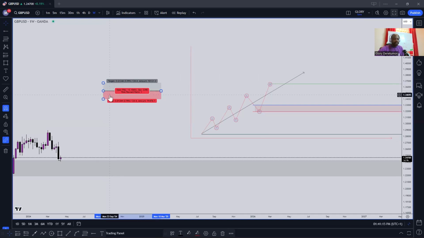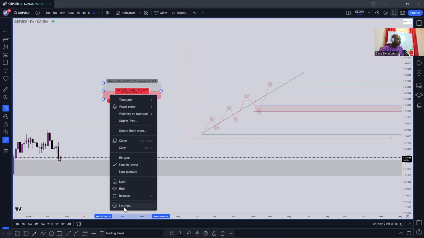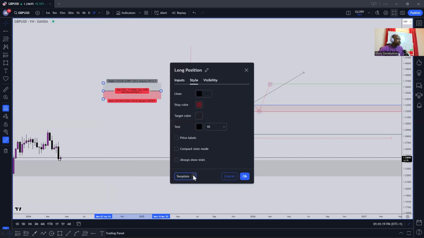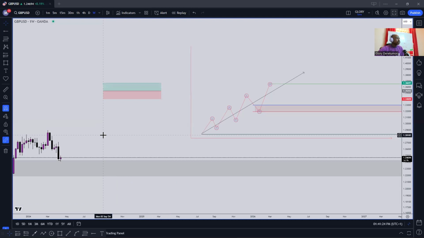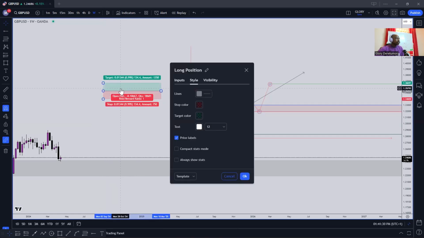But on default, I believe this should come like this. So apply default. This is how you're going to see this on default, right? The middle line here is your entry line. This here is your stop loss line. So obviously, there are some settings that I've made to this.